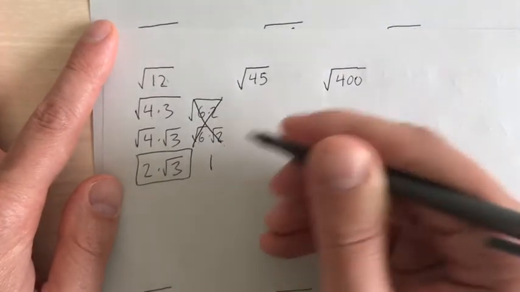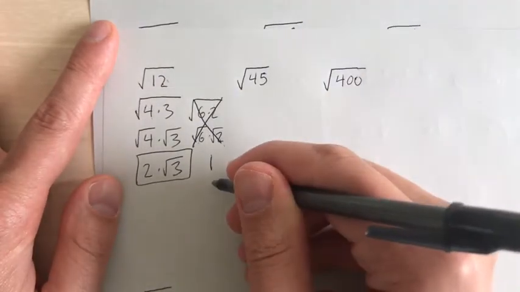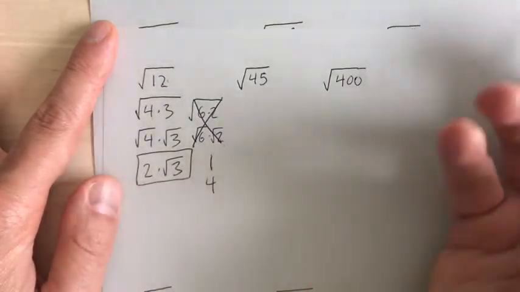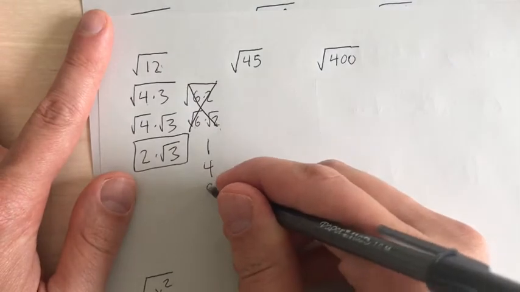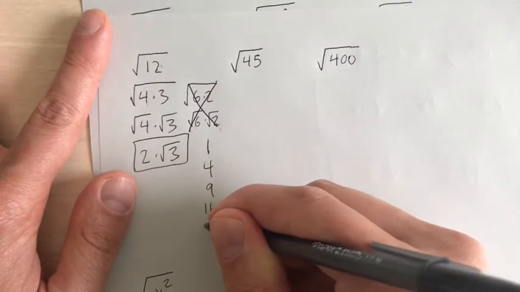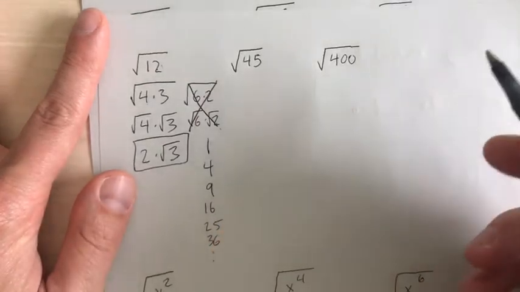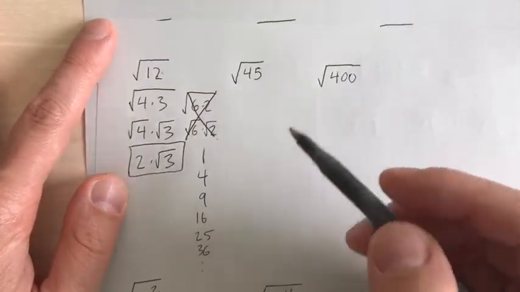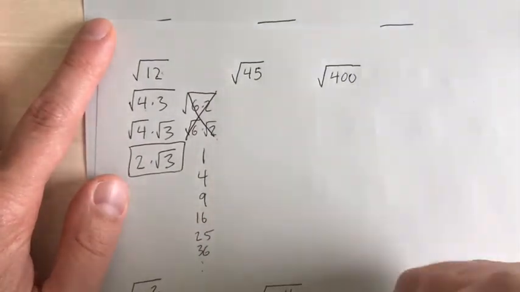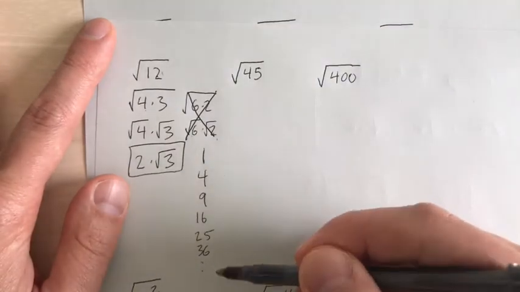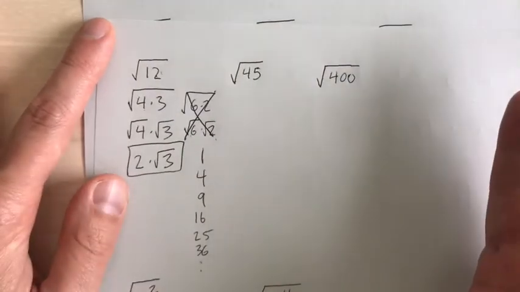1 squared is 1, so the square root of 1 is 1. 2 squared is 4, so the square root of 4 is 2. You guys will definitely recognize all of these different numbers. These, again, go on and on and on, but these are known as the perfect square numbers. So when you're breaking down a number, try to break it down into one of these numbers. This will make your life a lot easier.